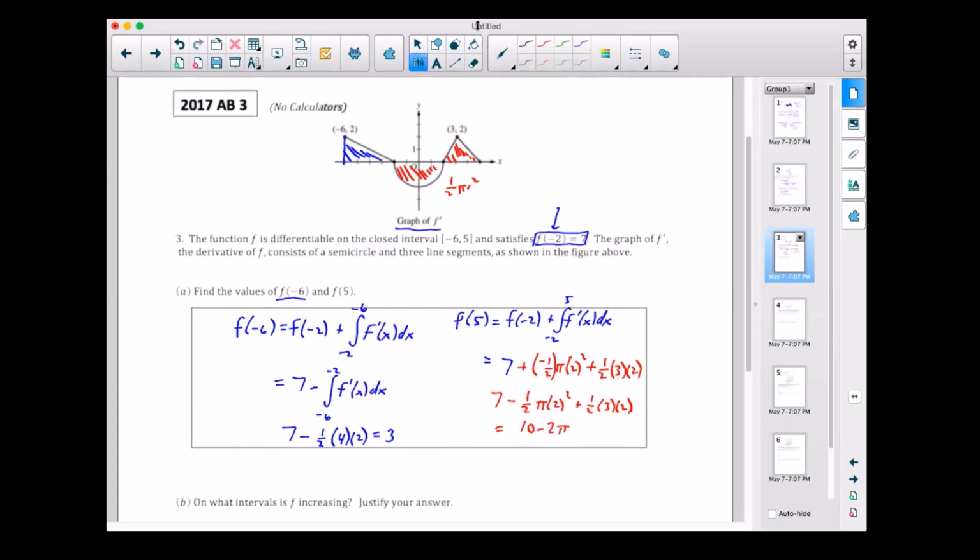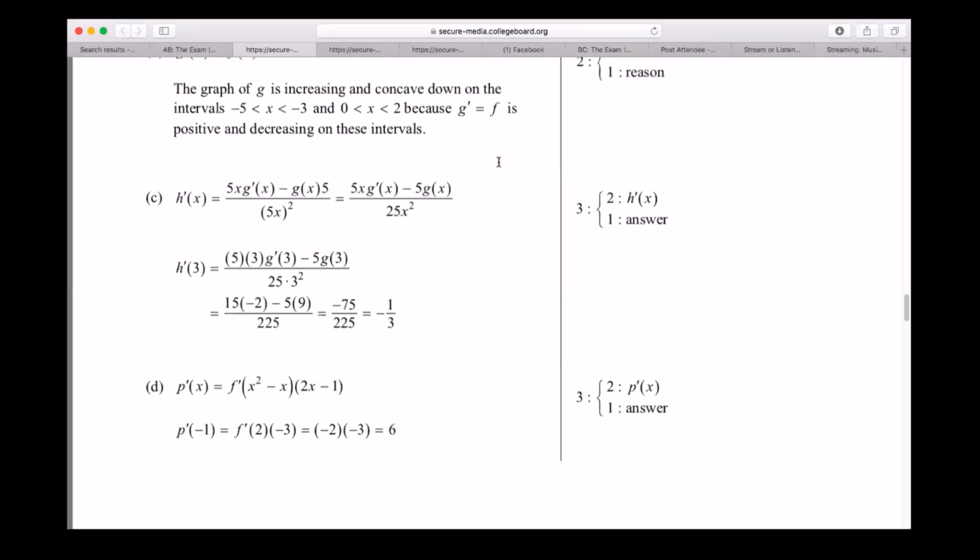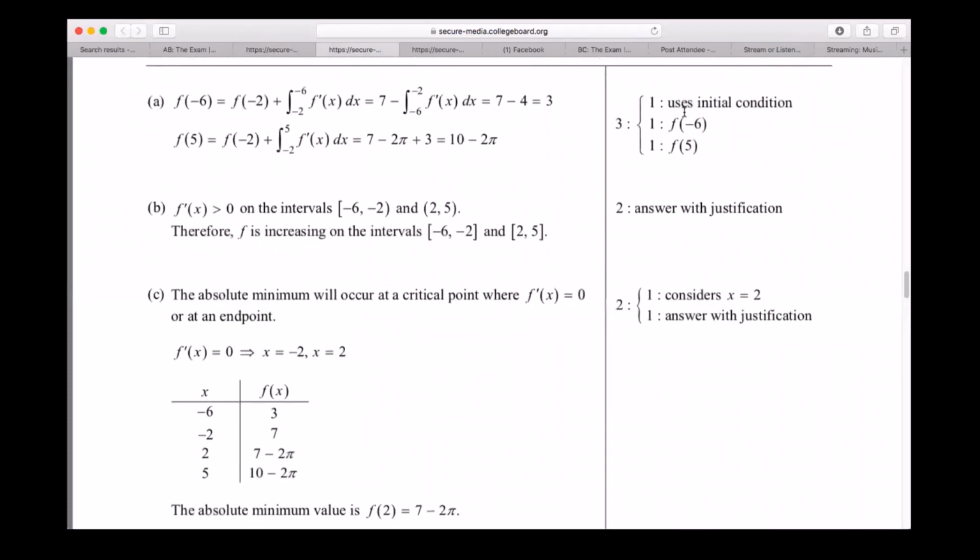So the way that we score this problem is, if we go to the scoring guides, part A in this problem is actually worth 3 points instead of just 2. And here's the scoring guide. Notice if you remember to use the condition to add that 7 to your answer, that was worth a point. Then if you correctly found f of -6, that was worth a point. And then f of 5 was another point.